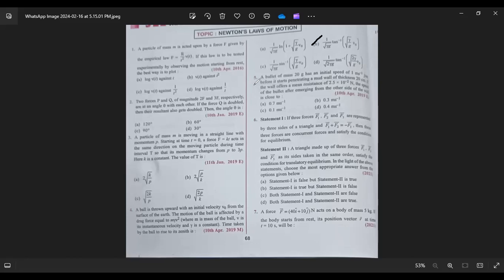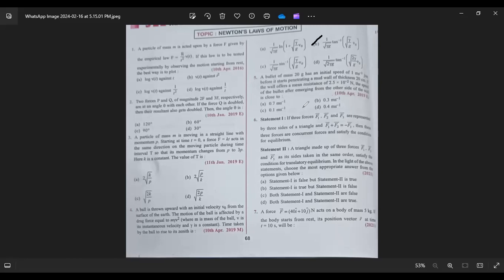Now move on to question number 5. So question number 5 is a bullet of mass 20 gram has initial speed 1 meter per second just before it starts penetrating a mud wall of thickness 20 centimeter. If the wall offers a mean resistance of 2.5 into 10 raised to power negative 2 Newton, the speed of the bullet after emerging from the other side of the wall is close to.